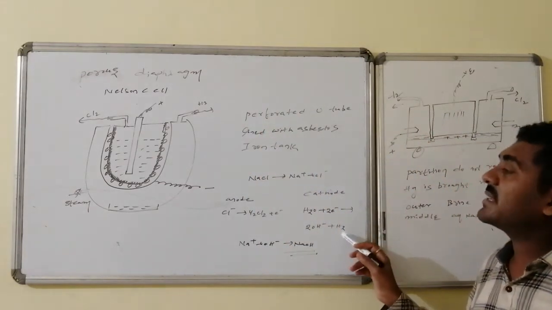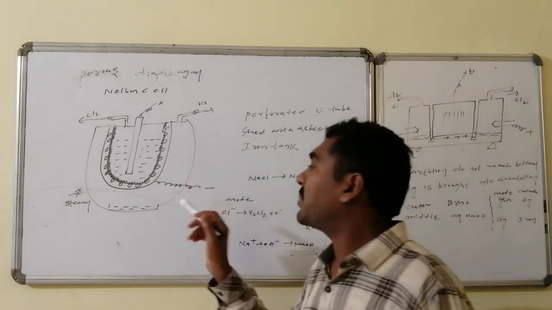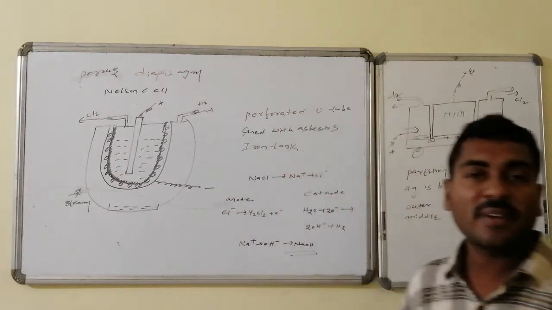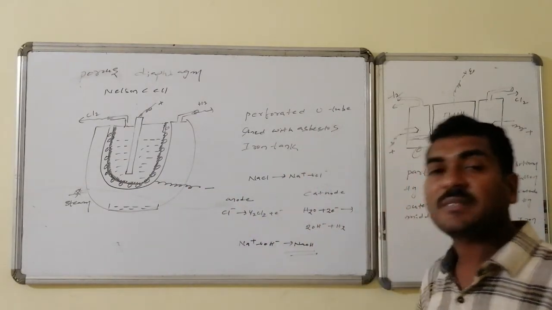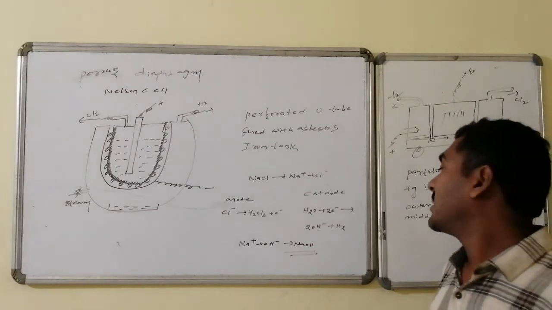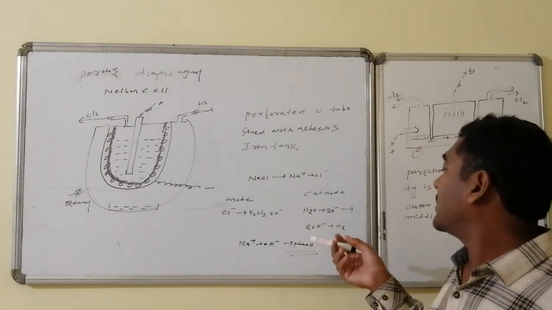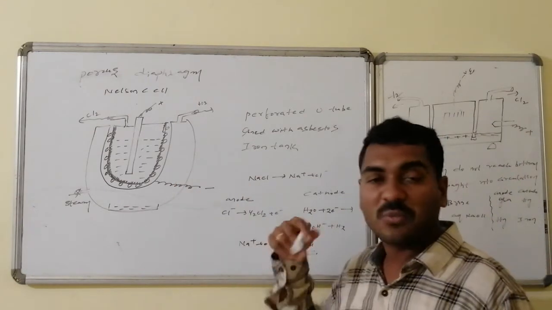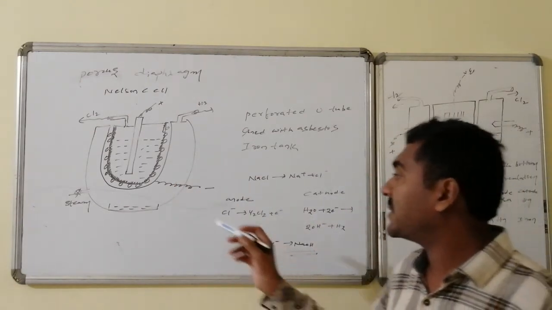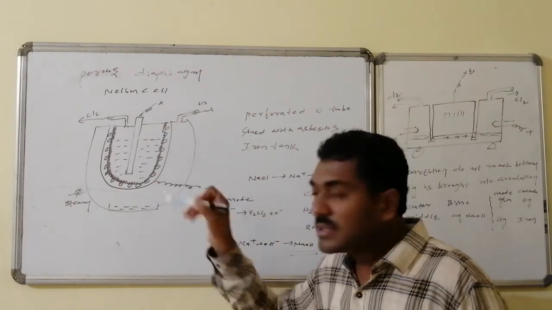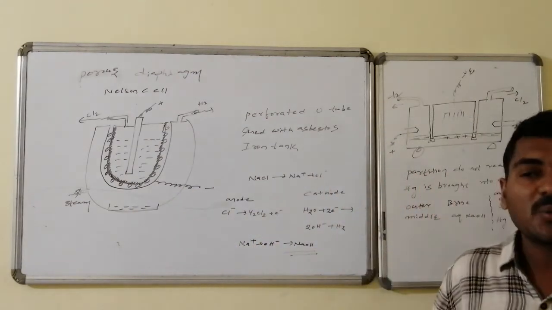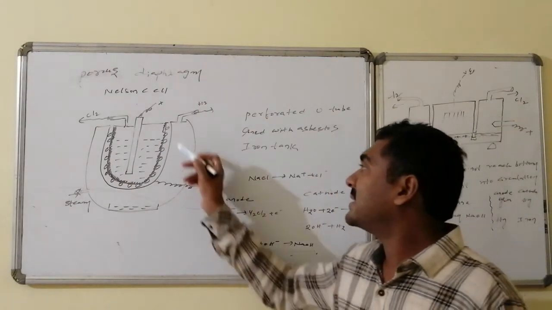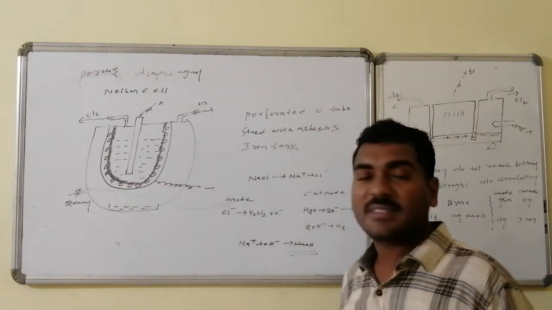Whereas the OH- as well as the Na+, because the cathode has a negative charge, will come towards the negative charge. That Na+ combines with the OH-, and as a result it is converted to sodium hydroxide. Through these perforated holes, the sodium hydroxide comes out and is deposited over the perforations.